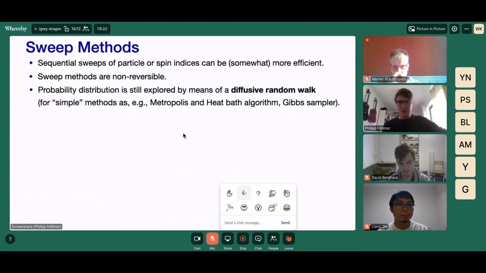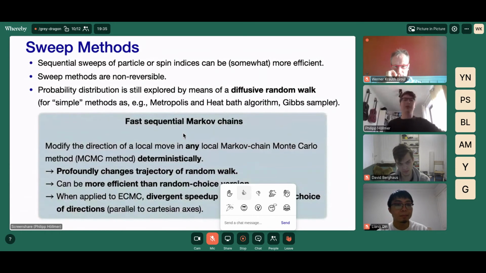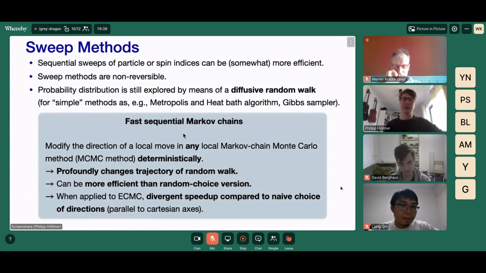So we stopped at this and we thought, okay, we do these sequential sweeps of particle or spin indices, but they still do a diffusive random walk, which is a bit faster. But why should we stop there? And this led to our idea of fast sequential Markov chains. So instead of sweeping over particle or spin indices, we thought about sweeping the direction. So we modified the direction of a local move in any local Markov-chain Monte Carlo method deterministically.